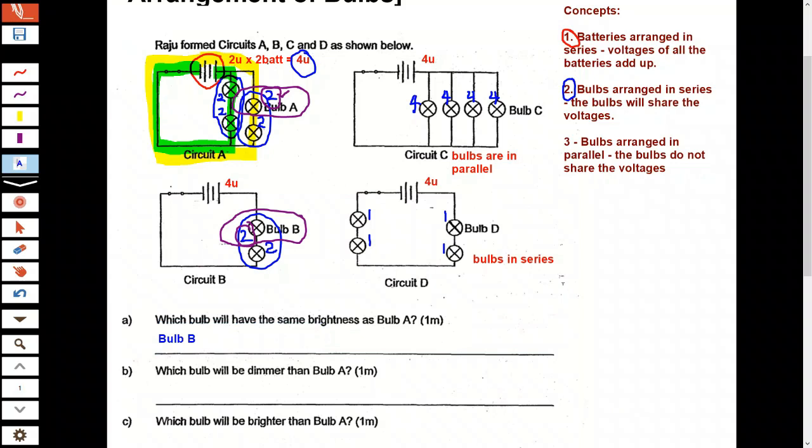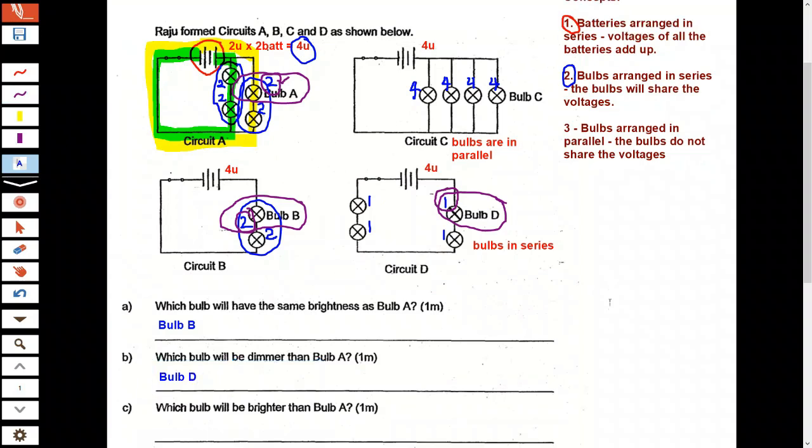Okay, now if you look at question B, which bulb will be dimmer than bulb A? So dimmer than bulb A means we are going to look for a bulb that has less electric current flowing through it, which means something smaller than 2 units, which will be bulb D. Why? Because bulb D only receives 1 unit of electric current. So that means for question B, the answer will be bulb D.